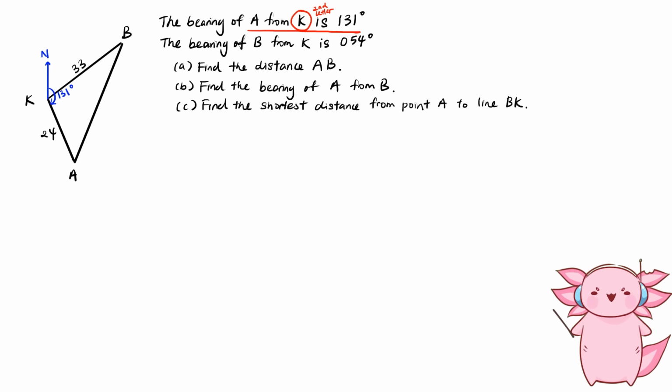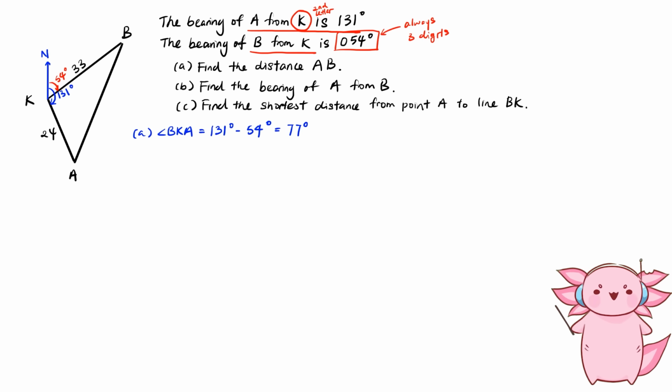Also, there's this really weird thing about bearings that it's always 3 digits. So this angle is 54 degrees, which gives us the angle of BKA to be 77 degrees. Now, to find the length of AB, as you can see we have the length of these two sides and 77 degrees chilling in the corner.